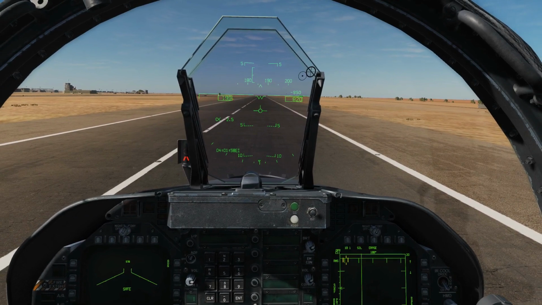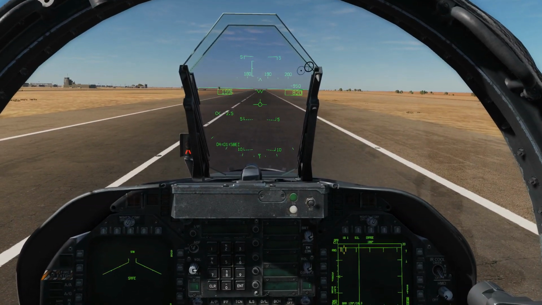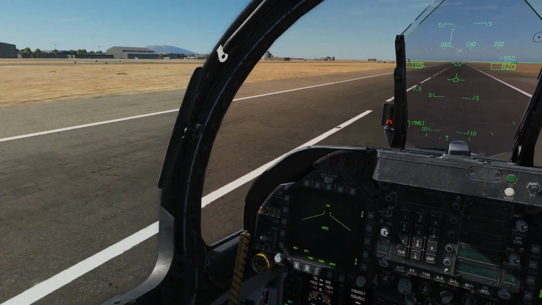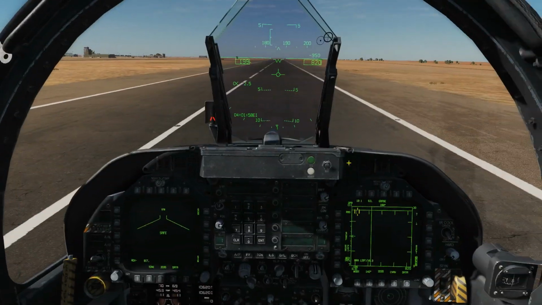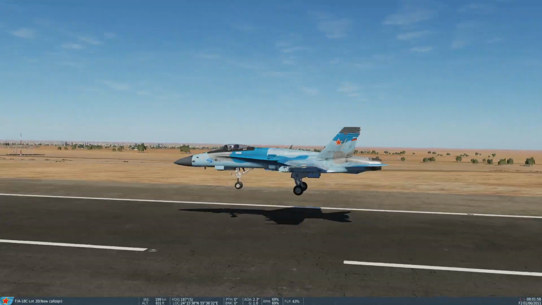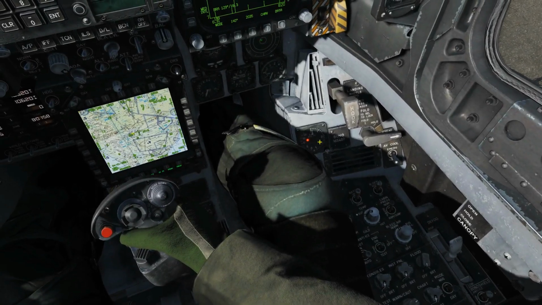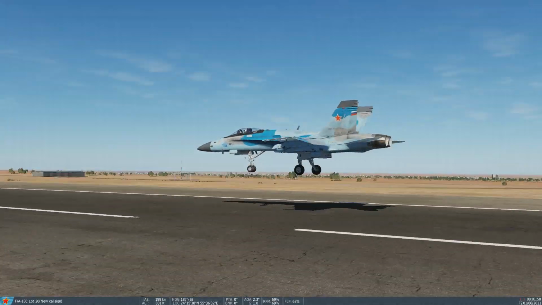Because we have not re-referenced our altitude to the QFE, to the elevation of interest, which is this runway here, it's telling us that we're at 800 feet, when in fact, of course, we're only at about, well, what does our radar altimeter say? Our radar altimeter says we're at 20 feet, which of course is what we're at.